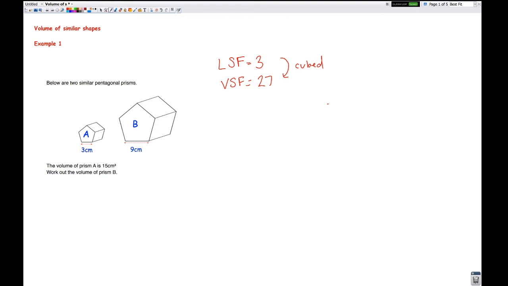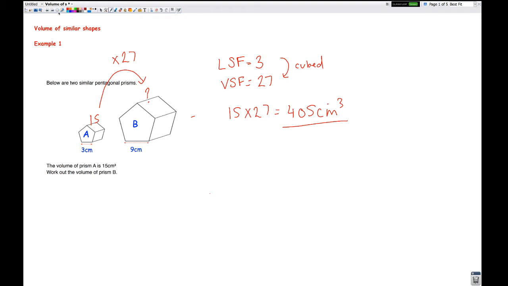Okay, so then we have a look at this. We've got the length scale factor is 3, and the volume scale factor is 27. We've got the volume of the smaller prism, which is 15 centimetres cubed, and we want to find out the larger one. Because we're going from the small to the large, we times by the scale factor. So we times by 27. You do 15 times 27, which is 405 centimetres cubed.